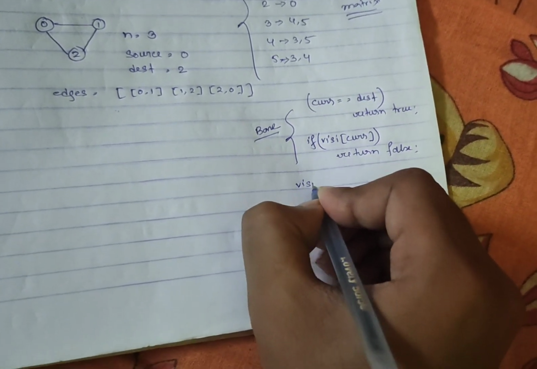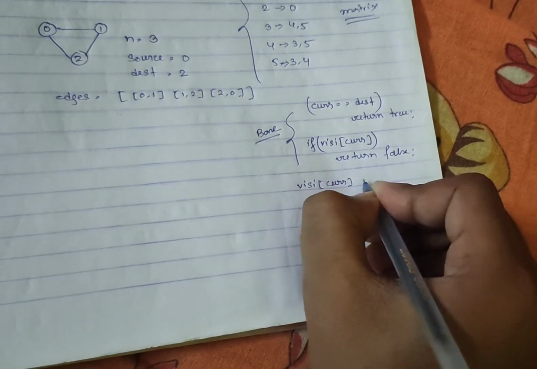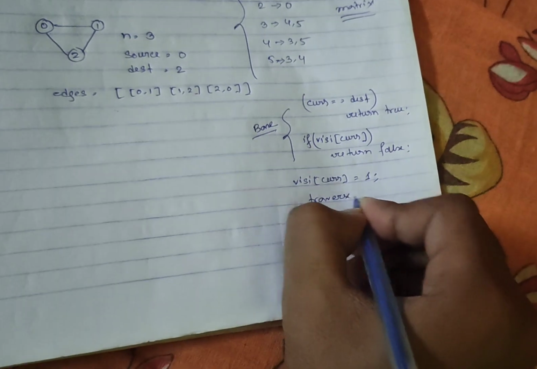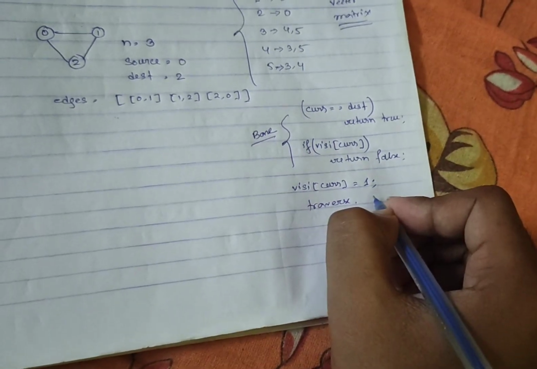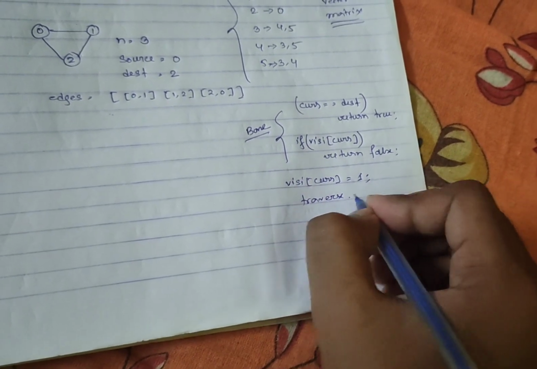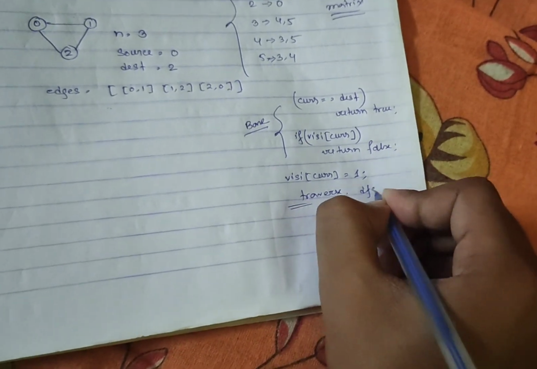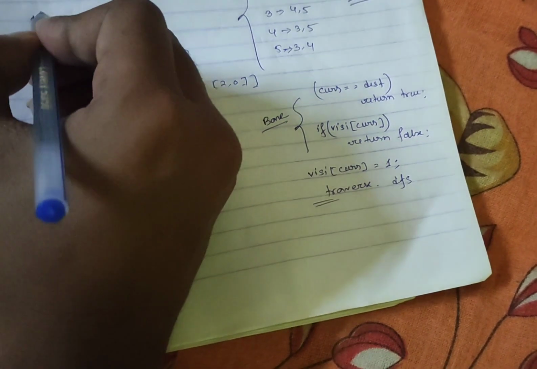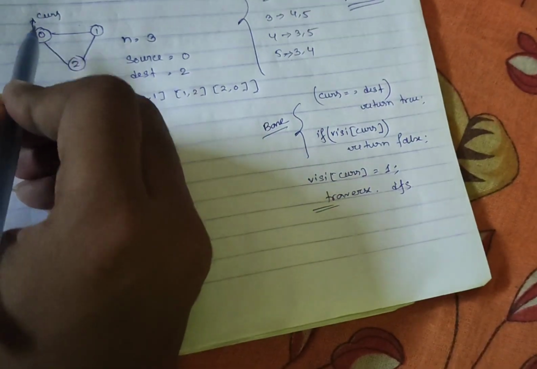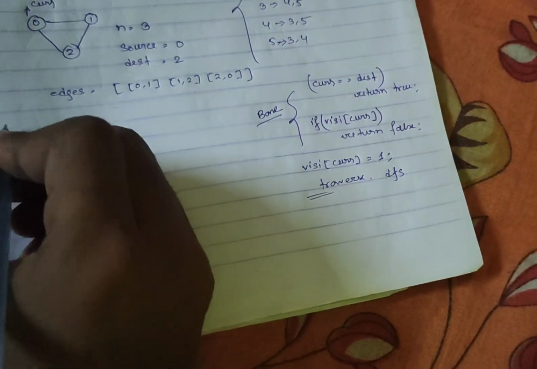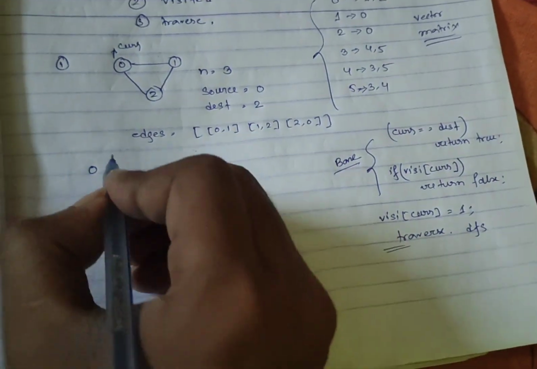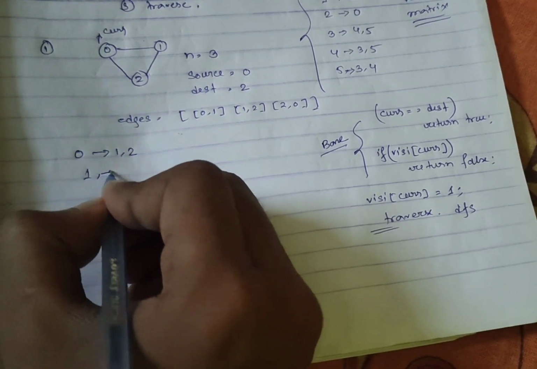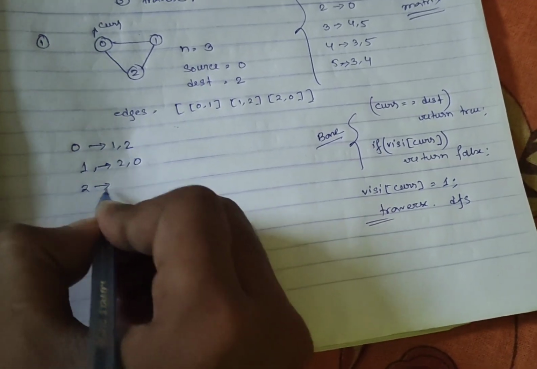So we mark the current node as visited and traverse with DFS. In 0, this is the current node. Now from 0 where are we going? 0 goes to 1 and 2, then 1 goes to 2 and 0, and then 2 goes to 0 and 1.